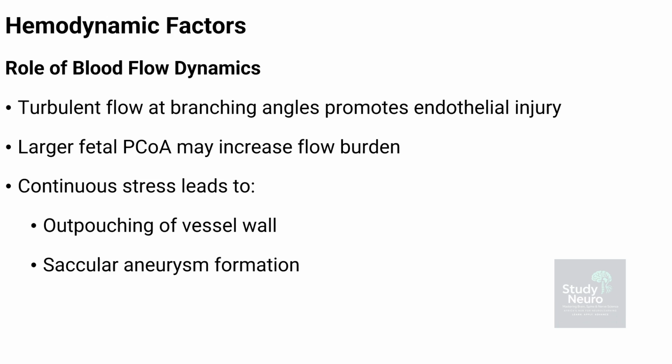The vessel responds to this persistent mechanical strain by gradually weakening. The wall begins to bulge outward, and with continued exposure, this outpouching can evolve into a saccular aneurysm. It is flow-driven injury that slowly reshapes the vessel. That is the key mechanism.